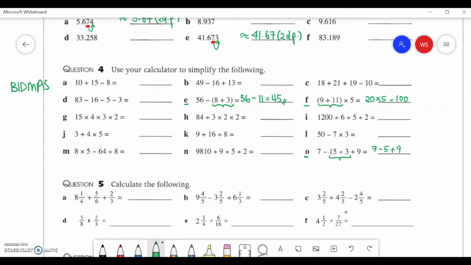Right after that, we're just left with subtracting and adding as well. So remembering, if you have minus and plus in your equation, always carry out the one from the left first. If you have multiplication and division within the same equation, always carry out the one on the left. Okay, 7 minus 5 gives you 2 plus 9. Adding that up gives you 11. So that's your final answer. Right now, pause this video and try the rest of your questions in question 4.